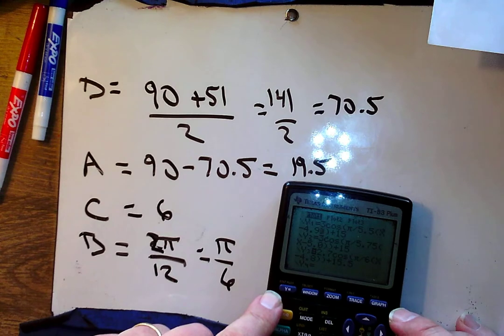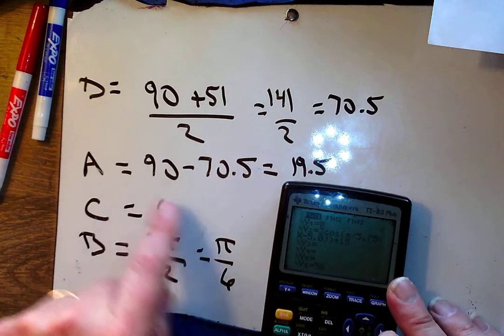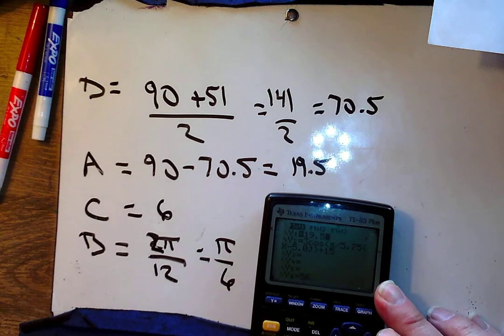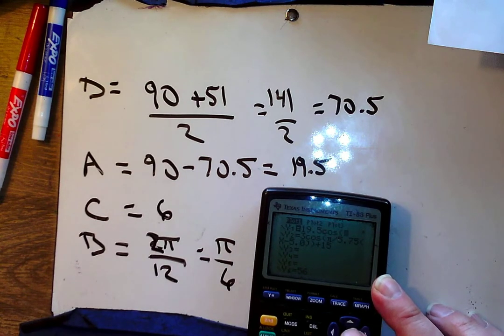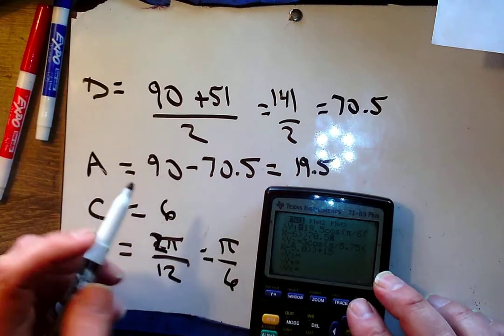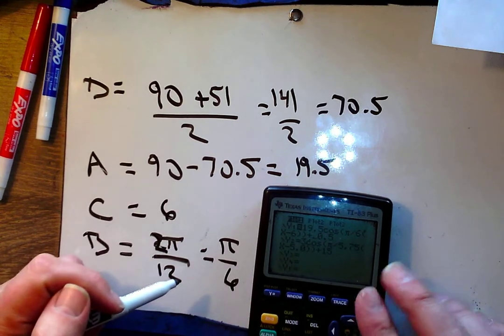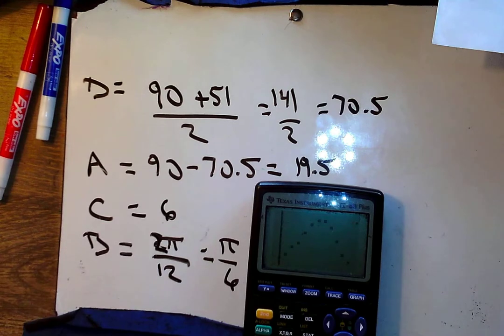Okay, so let's type in what we've got. I guess I want to get rid of that one. And I'm going to type in here 19.5 cosine pi over 6 times x minus 6, close 2 parentheses, plus 70.5. And let's see, whoa, second insert plus. Okay, and let's see how that goes. Wow, that's pretty good. That's better than I thought it was going to be.